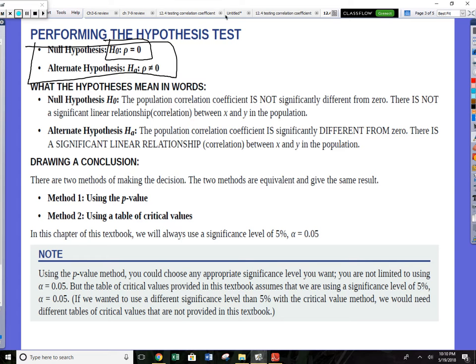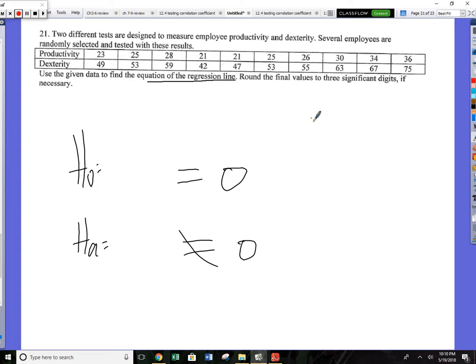I don't even know where I am now. Here we are. So alpha, we'll say that's 5%, and your p-value is way small. So alpha is greater than your p-value, so we're going to reject the null. That means there is some kind of relationship between productivity and dexterity. So the more productive you are, the higher your dexterity, maybe, who knows. Yeah, 36 is higher than 23, and 75 is way higher than 49.